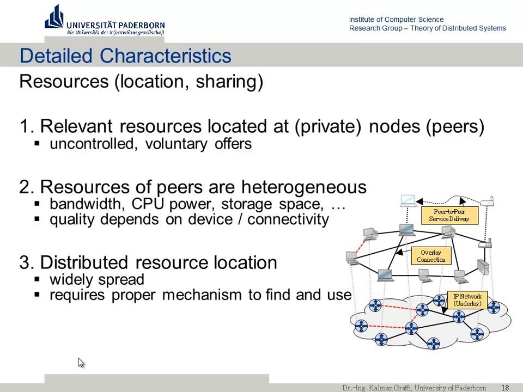These resources, specifically the computational power, like bandwidth, CPU power, and storage space, are largely heterogeneous. So you might have some mobile devices with low bandwidth and low storage space, but also some very powerful servers, which have sufficient terabytes of storage space and bandwidth. So you don't know what you get, but you have them all in the network. So the quality depends on the device and the connectivity. And somehow you get this wild mixture of devices, and you somehow have to make use of it.